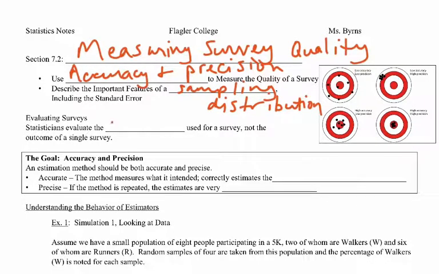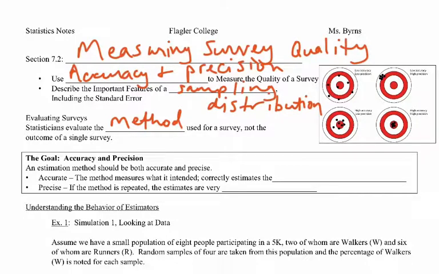Statisticians evaluate the method that's used to conduct a survey. So how the survey is conducted is really the most important thing. And when you hear people talk about polling, like in the presidential election, and how certain polls are looking, the quality of the survey is always judged by the method that they used. And in this picture over here, we're looking at 4 targets, and they're giving you an idea of what we mean by precision and accuracy.